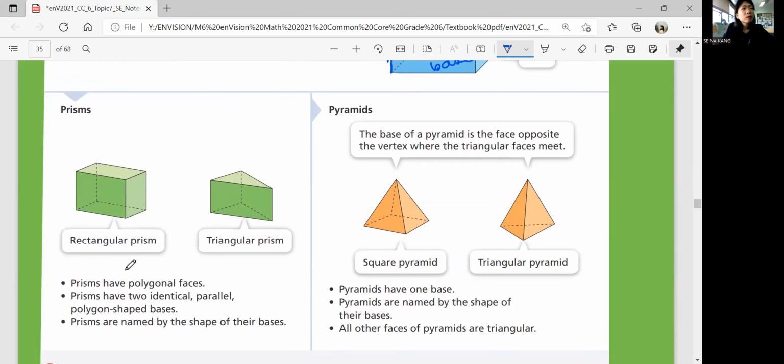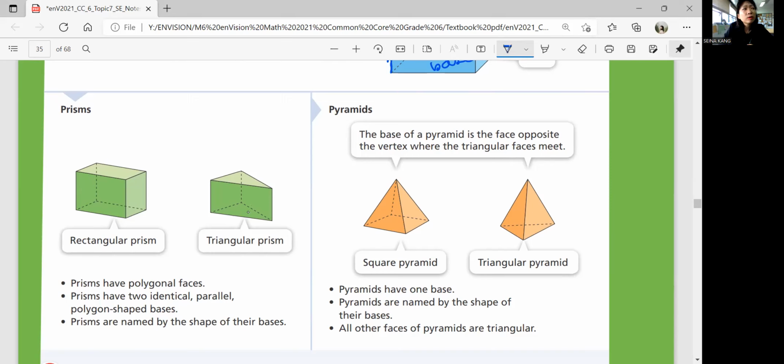Look at prisms. What is a prism? This is a rectangular prism. That's a triangular prism. What do you notice about prisms? Prisms have polygonal faces. That means their faces, their sides, are going to be polygons. They have two identical parallel polygon-shaped bases. The bases have to be the same shape.